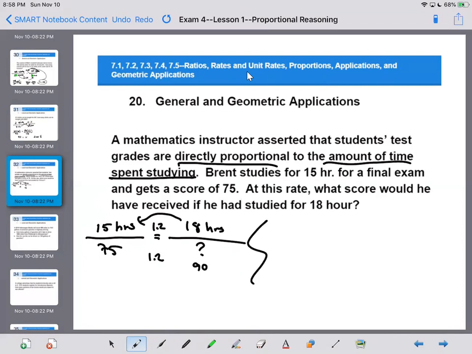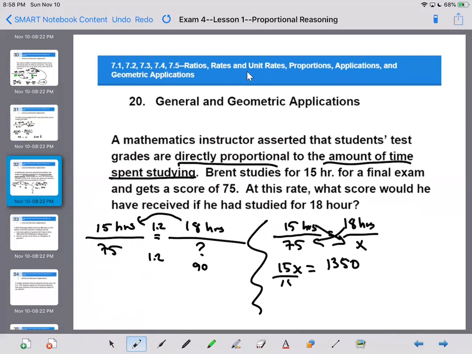You want to solve it the other way, and you have 15 hours divided by 75 score is equal to 18 hours to x score. Well, if I take 15 and multiply it by x, I'm going to get 15x. If I take 18 and multiply it by 75, I'm going to get 1,350. Now, if I divide 1,350 by 15, I'm going to get 90 as a score.